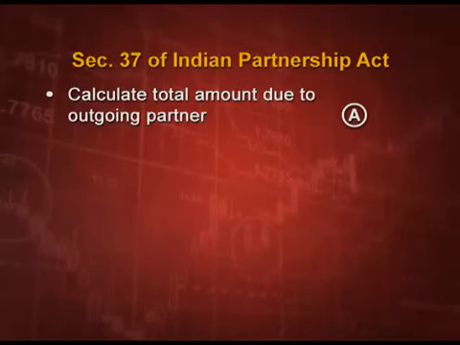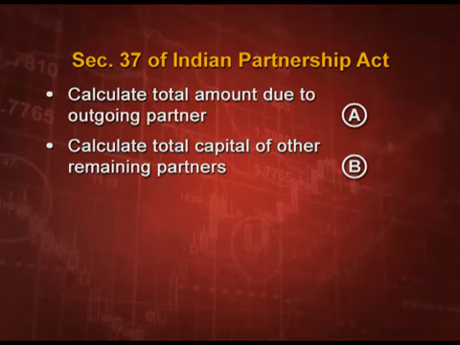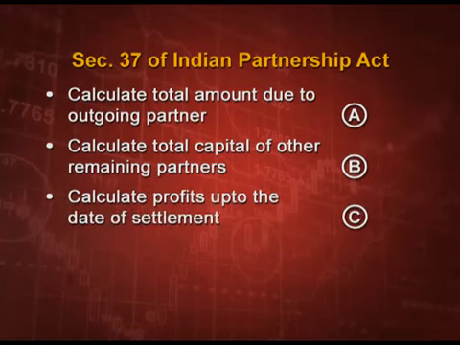Let us understand this section 37 of Indian Partnership Act. Calculate total amount due to that outgoing partner, say A. Now, calculate total capital of all other remaining partners, let us say B, and now calculate profit up to the date of settlement, call it C. Now, please understand, first was A, amount to outgoing partner, B was all the remaining partners' capital, and C is the profit till the date of settlement.